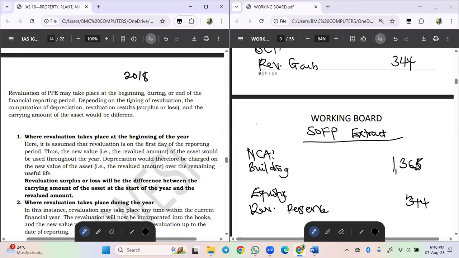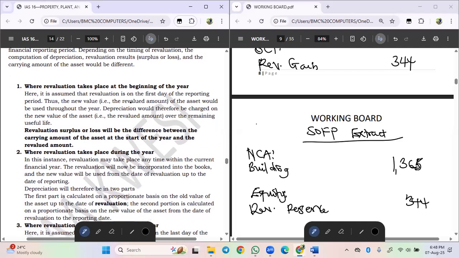So first of all, let's talk about where the revaluation takes place at the beginning of the year. So let's say if it is 2018, and the revaluation is on the 1st of January 2018, sorry, we are using 2018 as an example, right?